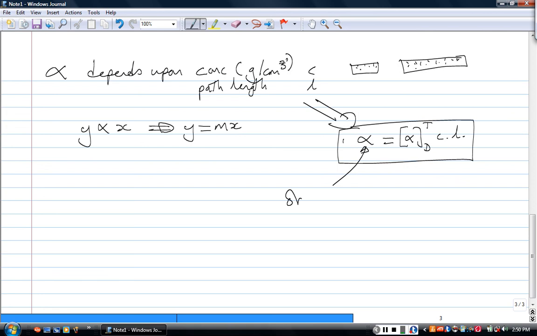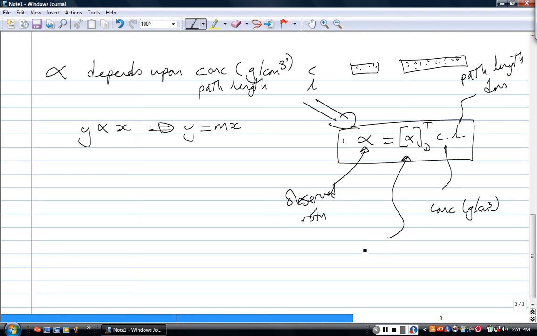Alpha is the observed rotation. C is the concentration in grams per mil, a really odd unit. L is the path length in decimeters. And L really is a standard unit of one decimeter, and that's typically what the cells are made of. This term, the alpha TD, is called the specific rotation.